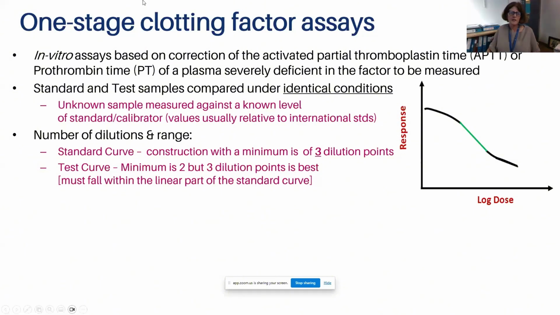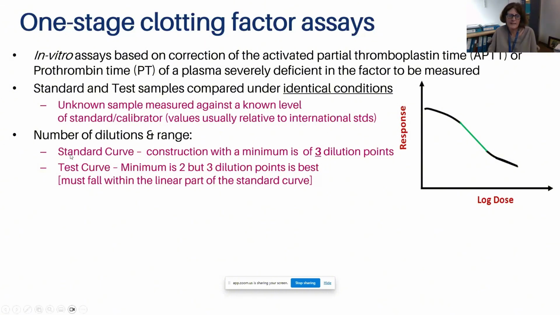So we have this unknown patient sample where we need to measure a clotting factor level. We've got a calibrator, so we have a standard that is traceable to the international standard. We always construct these things in the same way. The method for all of these is in the World Federation of Haemophilia Laboratory Manual, and I've got a link to that at the end of my talk. How to do these assays is described very nicely in that manual.